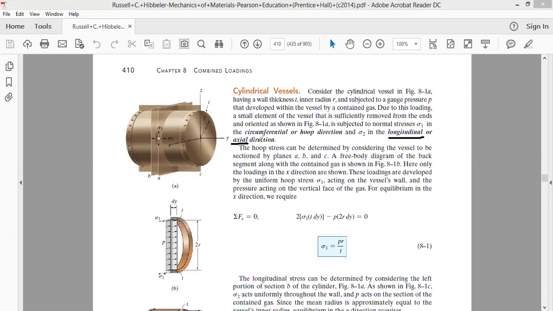Number two, if you look at this element, if you look at the entire cylindrical pressure vessel, you cut a half section out.